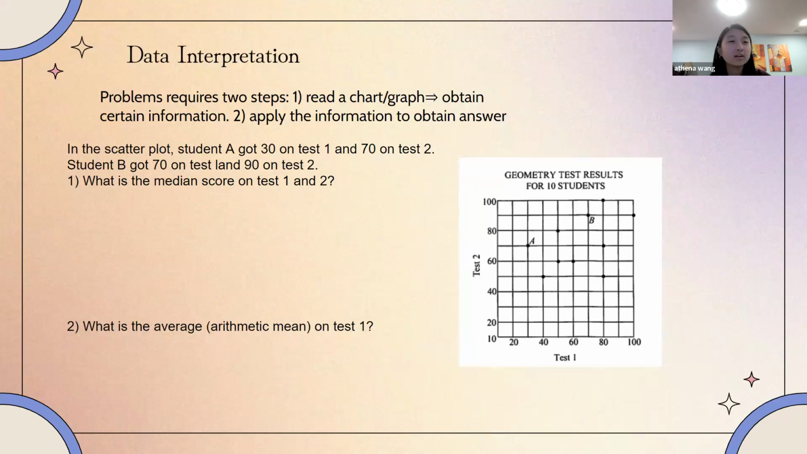Okay, and if you were a little confused, when it's asking for the median score on test 1 and 2, it means that you should get the median score for test 1, and then you should get a separate median score for test 2.